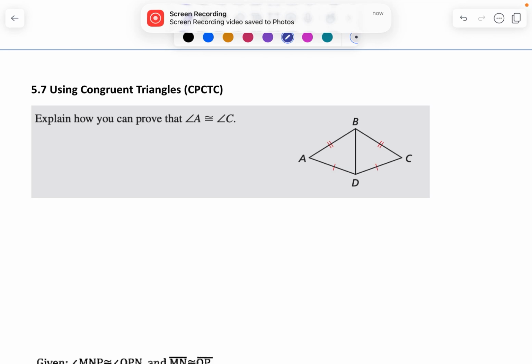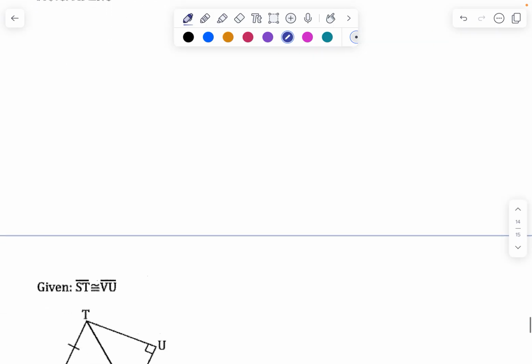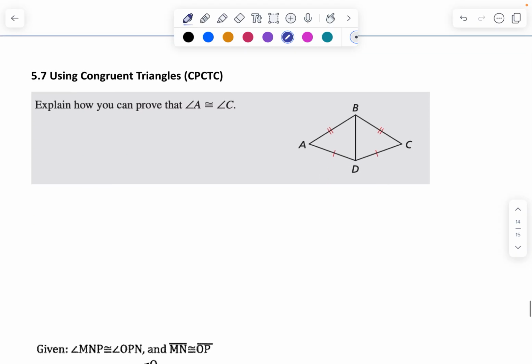All right, it is our last set of notes for the semester. We have learned 5 different ways to prove triangles congruent. Now remember, when two triangles are congruent, all their corresponding parts are congruent. And so that's what we're going to be learning about here.